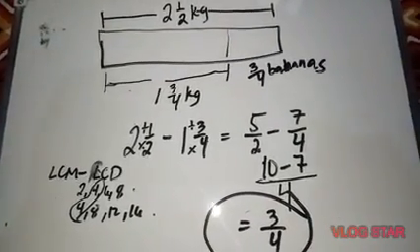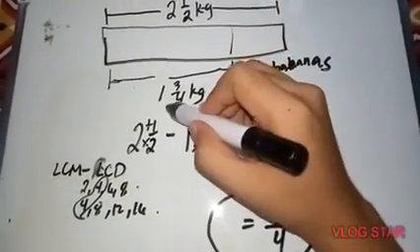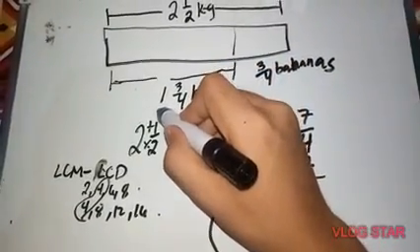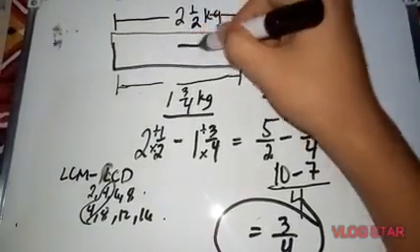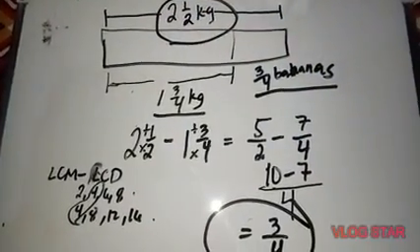For us to check if our answer is correct, just add the weight of green mangoes and the weight of banana, and your answer must be 2 and 1/2 kilograms.